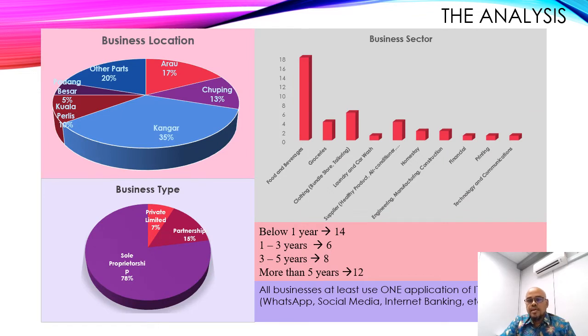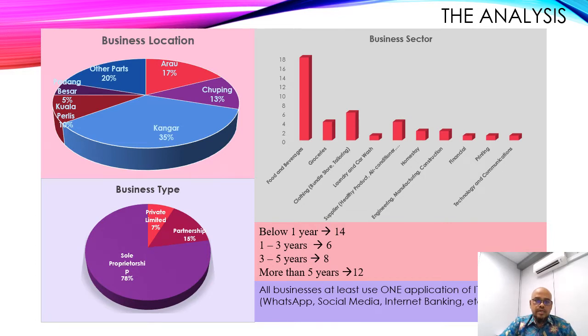This is the outcome from the questionnaire. We received roughly around 50 responses from throughout Perlis, and out of 50, unfortunately 10 responses cannot be used for analysis to be performed. So we only work with the 40 responses.